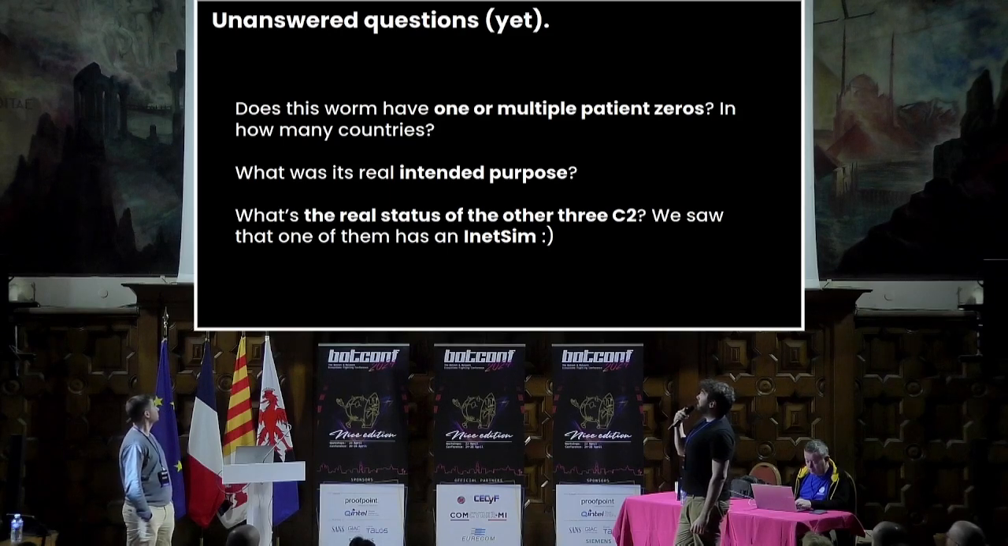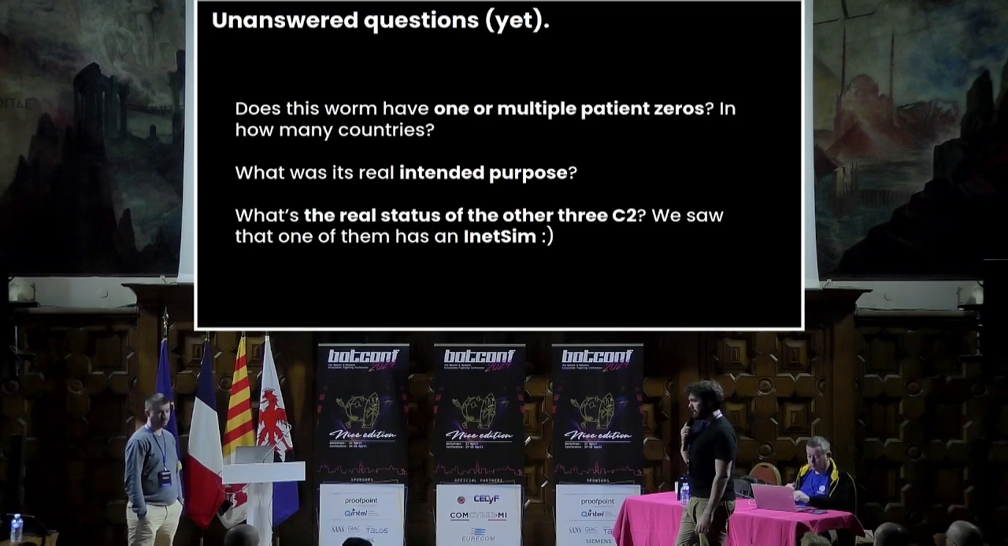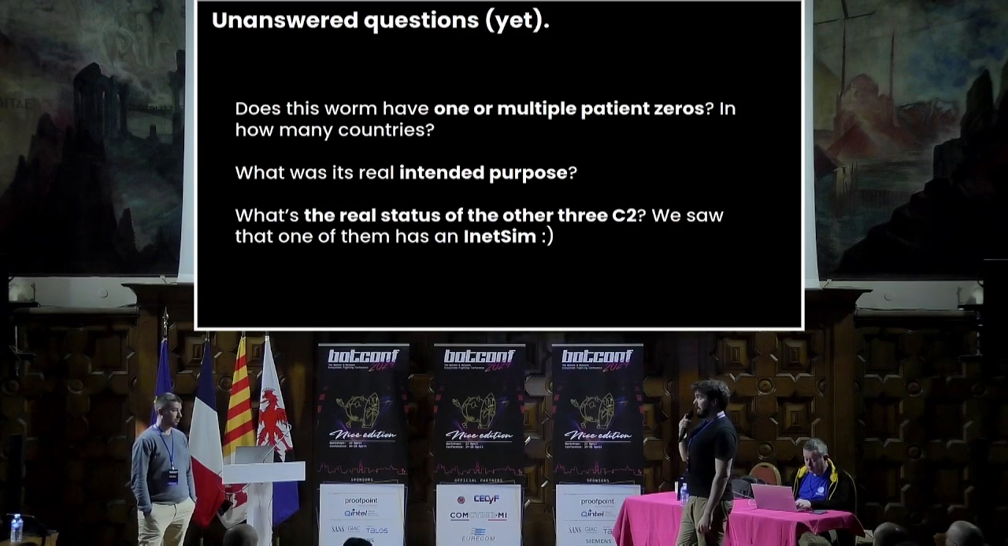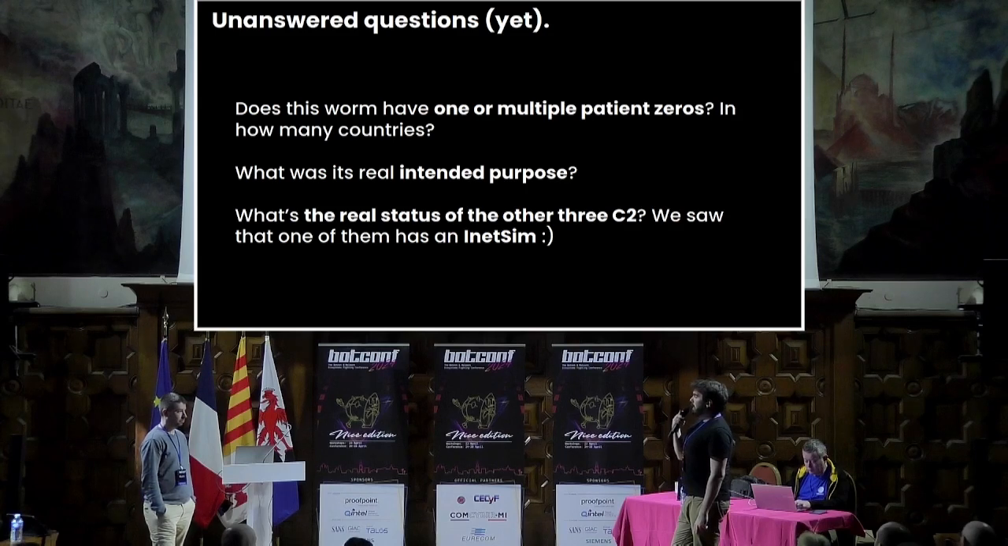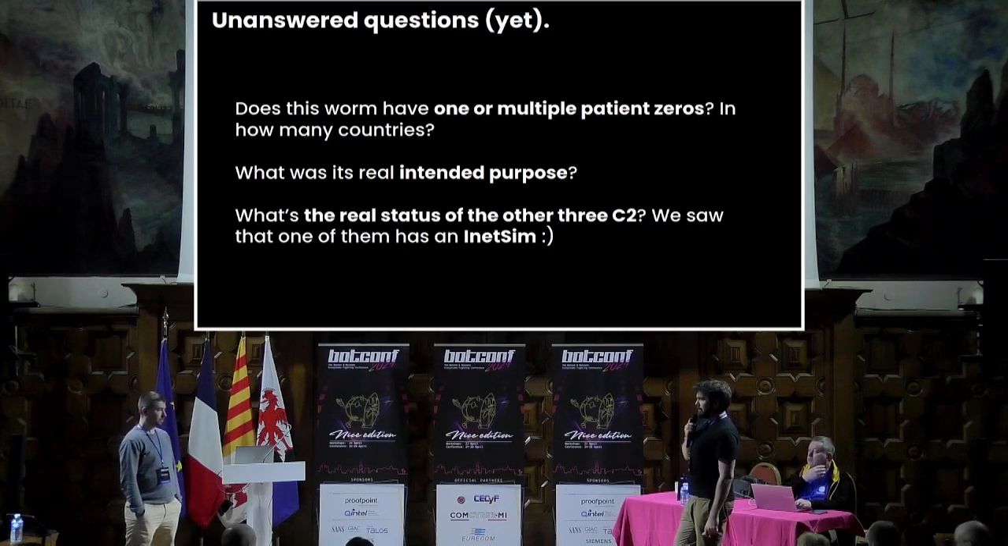So we still have unanswered questions. The motivation of this worm, we don't know. We don't even know if it had multiple patient zeros, because it started about four years ago, so we don't know the first patient zero. We don't know if it was USB keys in specific countries, or some conference where people got infected USB keys. And regarding the four C2s, we know that one of the C2s was maybe sinkholed, but we don't know by whom.